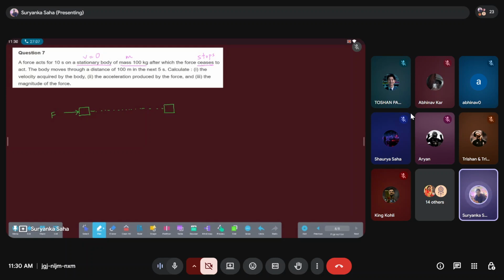Okay, and this time duration is how much? 10 seconds. So during this time, the force was attached to it, meaning the force was applied during this time. The pushing was throughout the journey. Okay, and the mass of the body is 100 kg given.